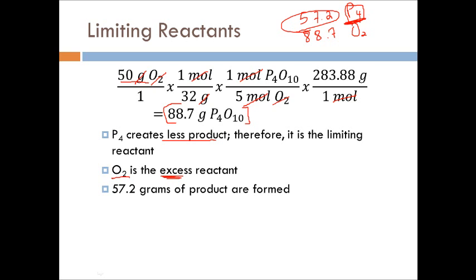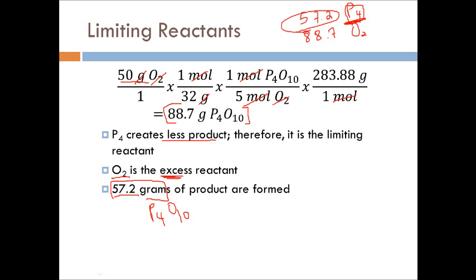And to answer the question, the limiting reactant, again, gives the most amount of product we can make. So that means 57.2 grams is the maximum we can make. So the answer to our question is 57.2 grams of P4O10.